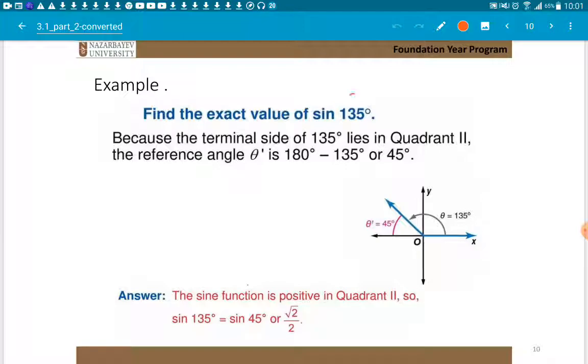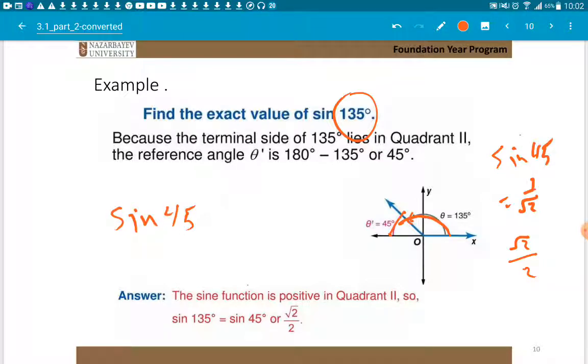Find the exact value of sine 135. Since 135 is not an acute angle, we need to make it an acute angle. Take a look, this is 135, and 45 is an acute angle. We know sine 45, which we just finished with, is 1 over root 2, or root 2 over 2, the same. The question is, does sine 45 equal sine 135? The answer is yes.